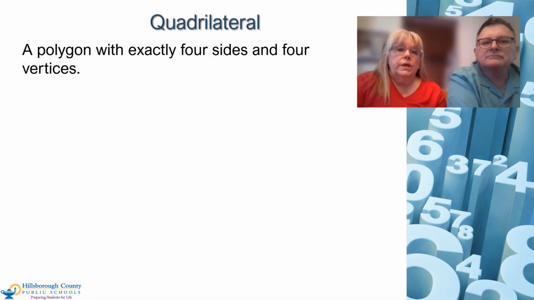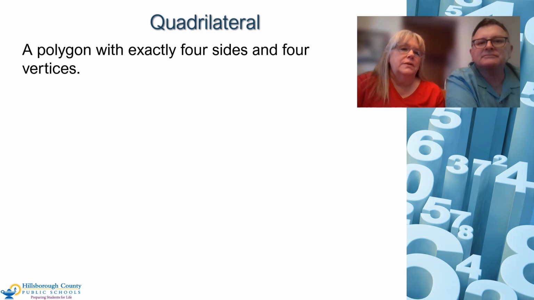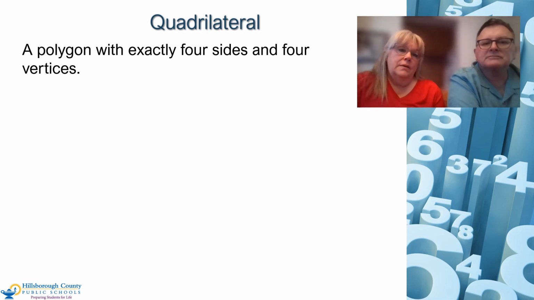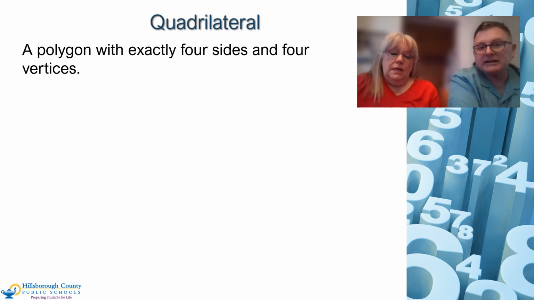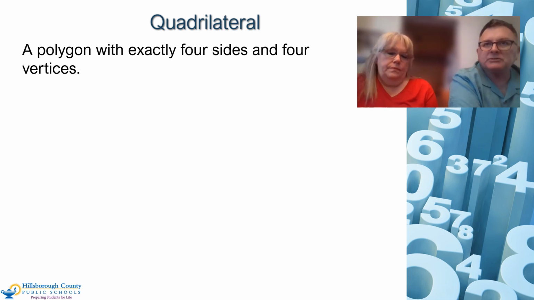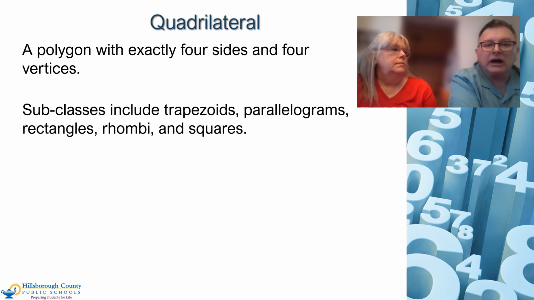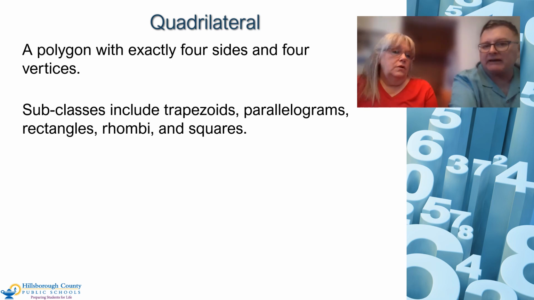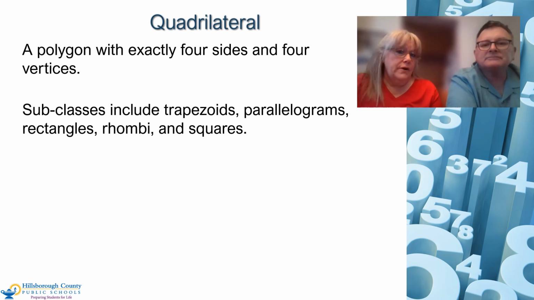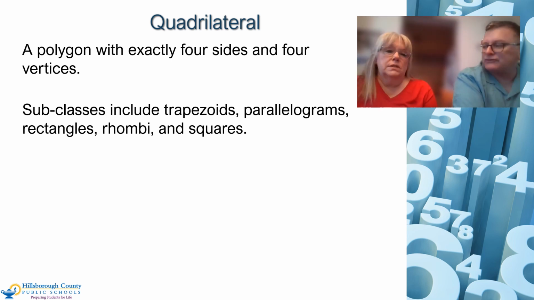So our first category is quadrilateral. A quadrilateral is a polygon with exactly 4 sides and 4 vertices. The definitions that we're giving you came directly from the BEST glossary. So if this is our category, Daryl, what would our subcategories be? Well, our subcategories would be trapezoids, parallelograms, rectangles, rhombi, and squares. 5 subclasses, but they all fit within that main category because they have those defining attributes. Now, if parallelogram were my category, I would have different subcategories.